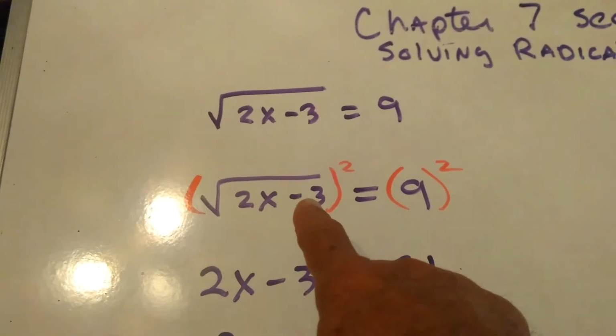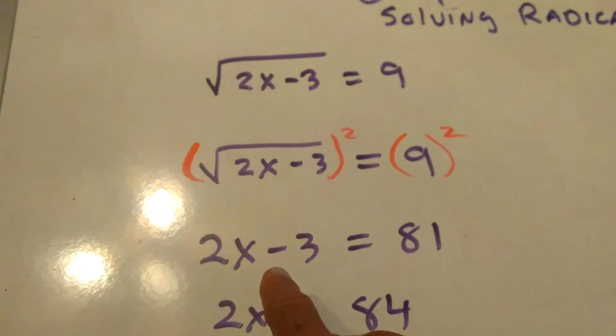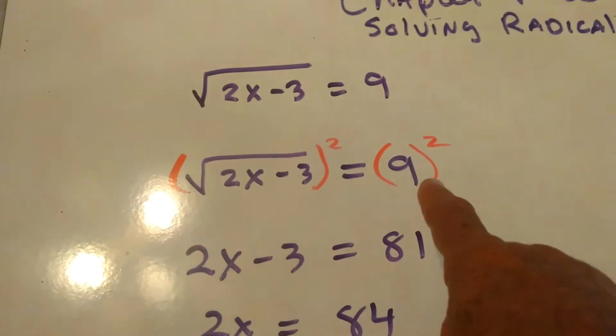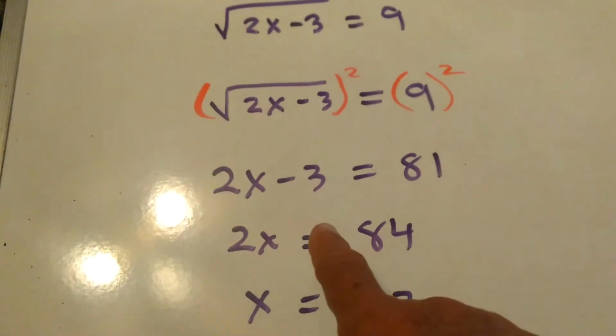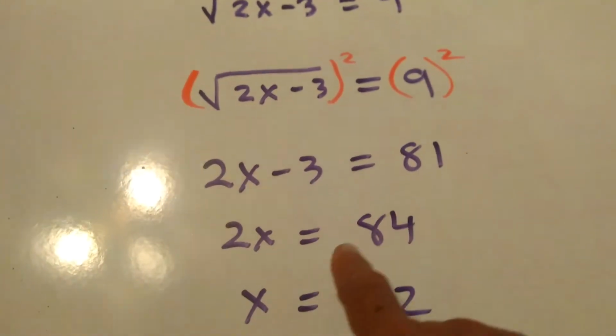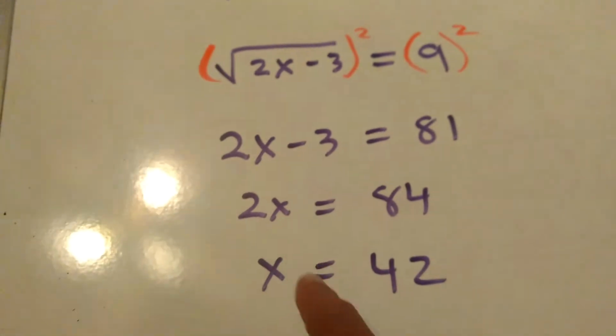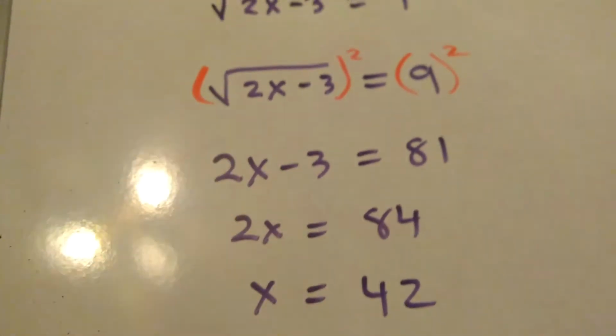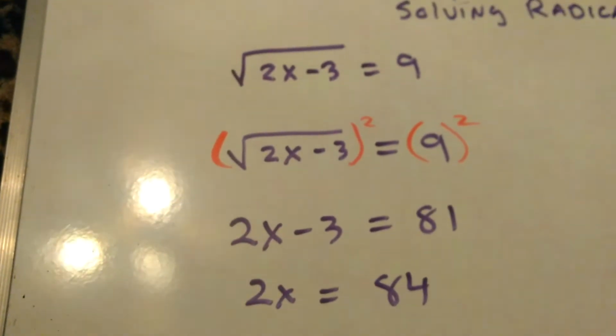By squaring the square root, we end up with 2x minus 3. Squaring 9, we get 81. Now it becomes a two-step algebra problem. Add the 3, get 2x equals 84. Divide by 2, you get x equals 42. That's really all there is to these problems.